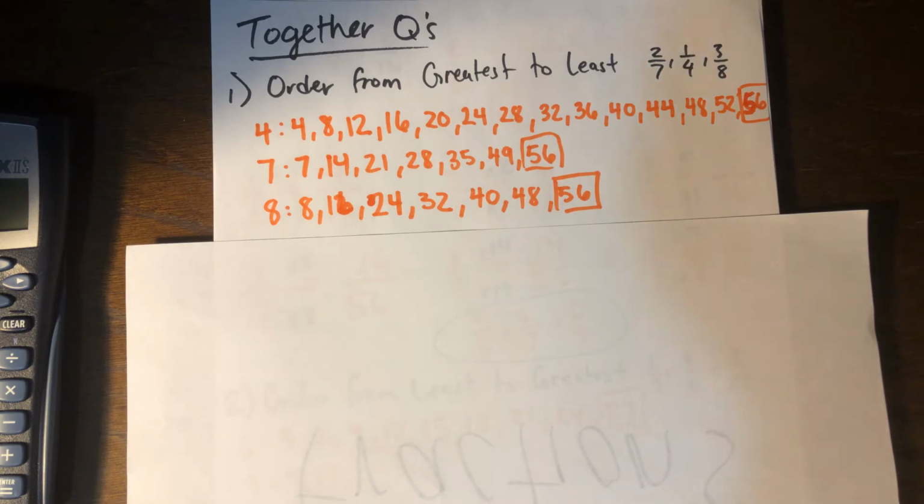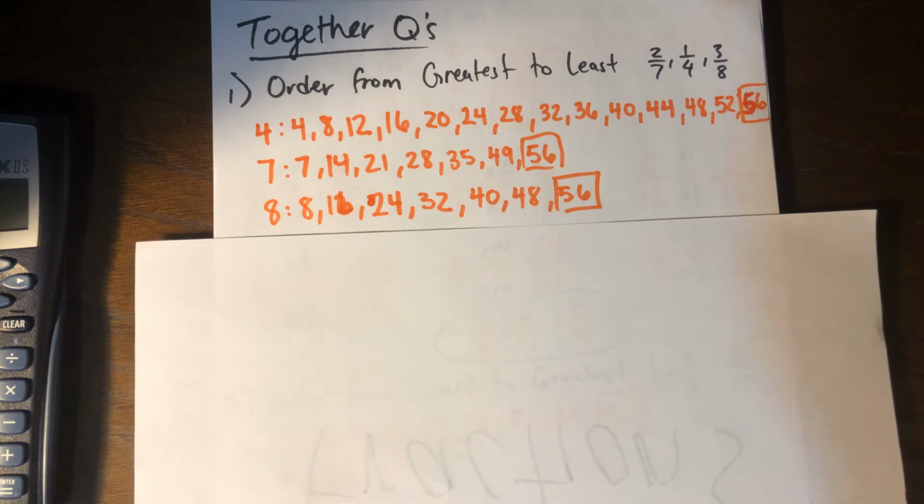Okay, this one was a long one, I promise you. I will not give you a long one after this one. So we found out that our least common multiple was 56. So 56 is going to become our common denominator.